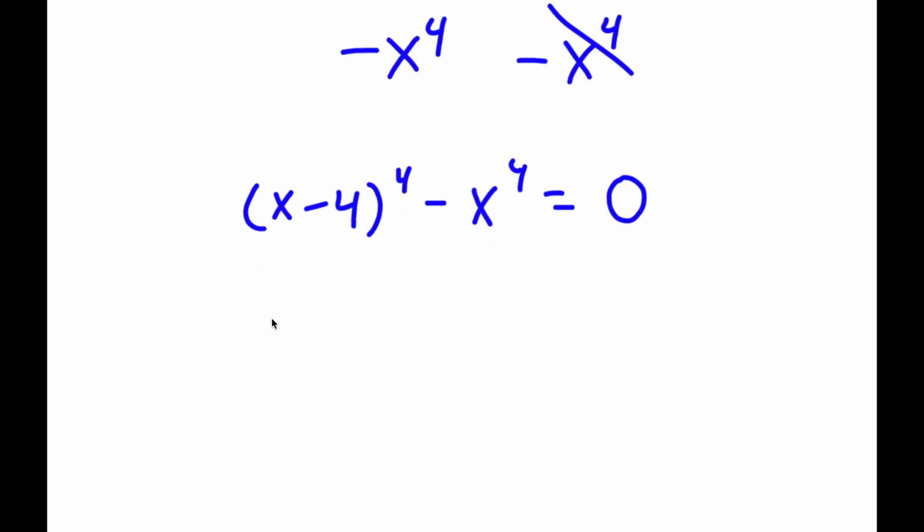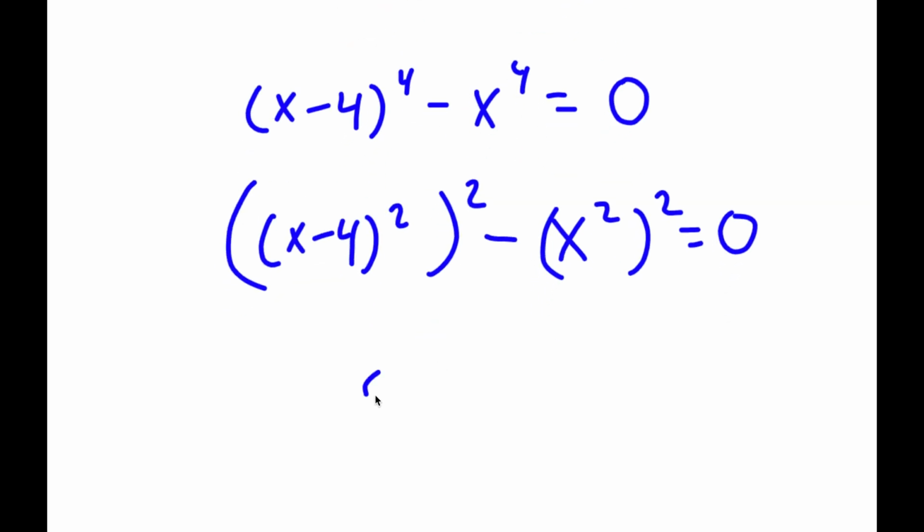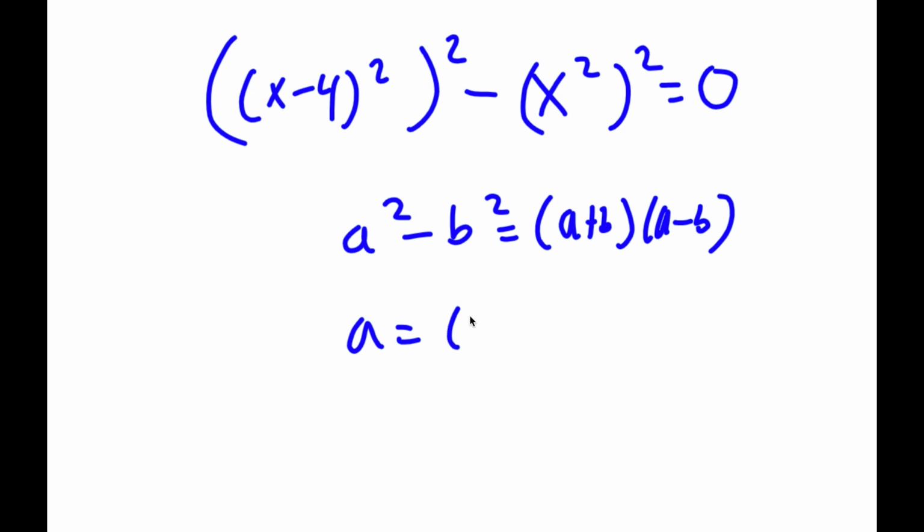Now, I can rewrite (x − 4)^4 as ((x − 4)^2)^2. And I can rewrite x^4 as (x^2)^2. Now, if I have something in the form a² − b², this is equal to (a + b)(a − b). In this case, a is equal to (x − 4)^2, and b is equal to x^2.